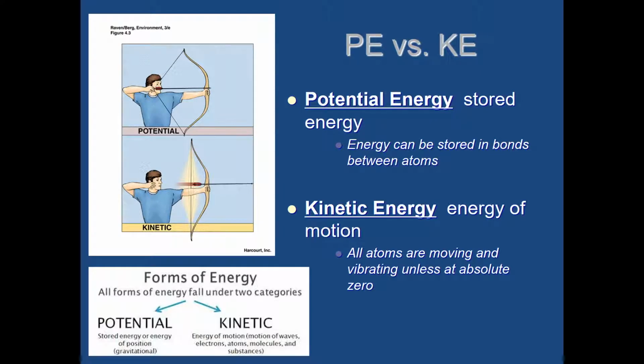The potential energy will be the stored energy. Energy can be stored in the bonds between atoms. And the kinetic energy is going to be the energy of motion. All atoms are moving and vibrating unless at absolute zero. So forms of energy include just potential and kinetic. Potential is going to be stored, and kinetic is going to be the energy of motion.